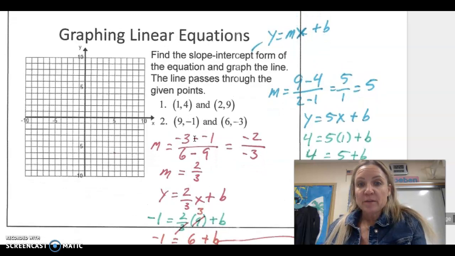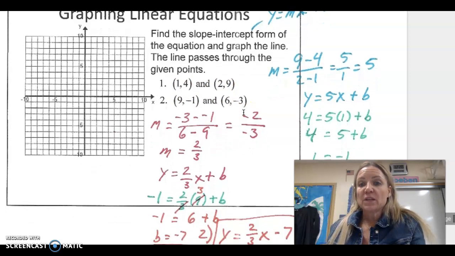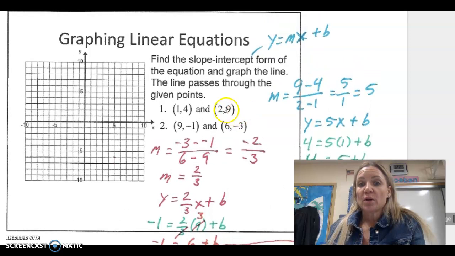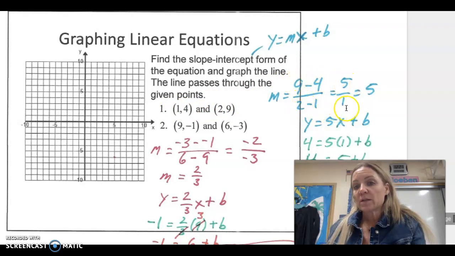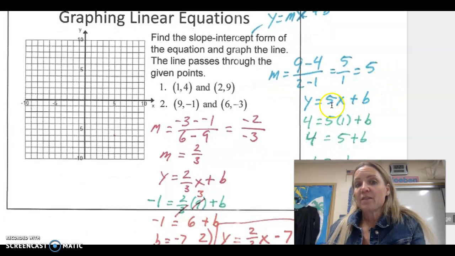Find the slope-intercept form of the equation and the graph of the line that passes through the given points (1, 4) and (2, 9). So the first thing we want to do is we want to get the slope. So we're going to do y minus y in the numerator. We're going to do x minus x in the denominator. 9 minus 4 is 5. 2 minus 1 is 1. And that simplifies to 5. So we have a slope of 5.